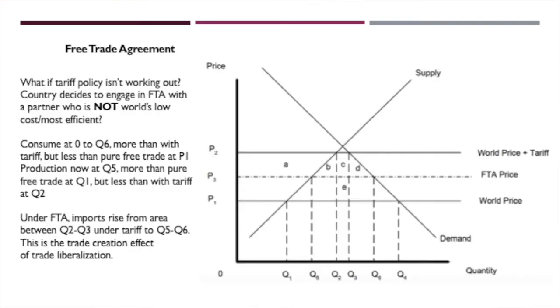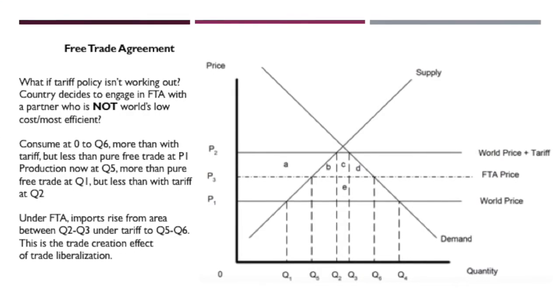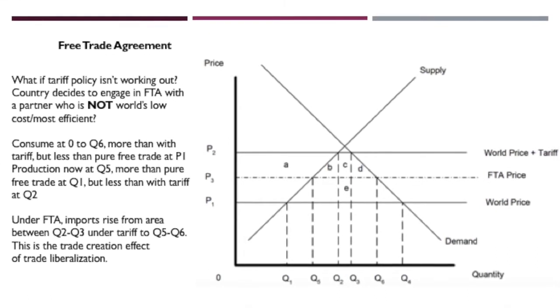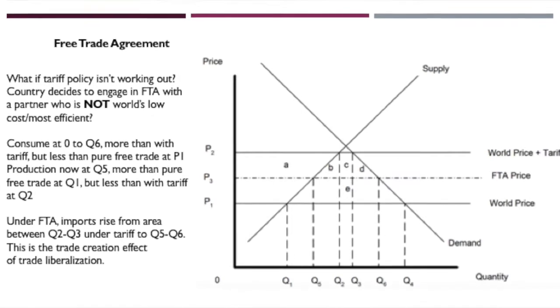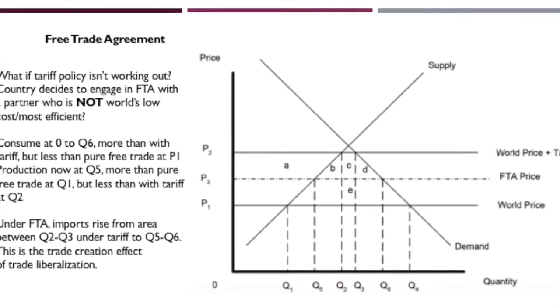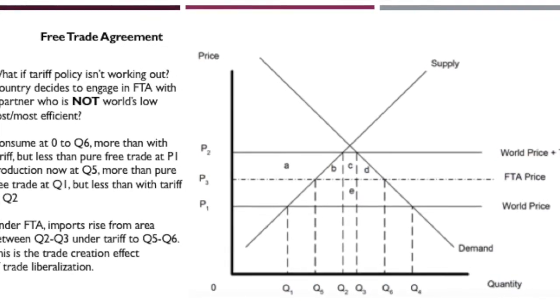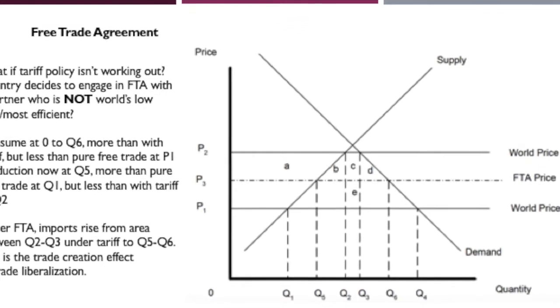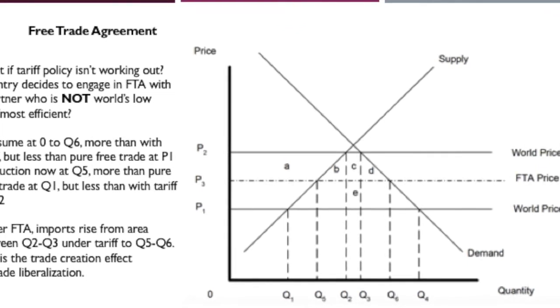But then when you look at production, we lose a little bit. There are a few released workers because we have liberalized our trade with a single free trade partner. In this diagram, when you see the world price plus tariff, we were producing quite a bit, 0 all the way out to Q2 there on the bottom axis. Now, because we've liberalized with a single trading partner, we've reduced that production. We release a few workers because now we're only producing 0 to Q5, again at price level P3. Okay, so we lose some production. There are some released workers that have to be absorbed.